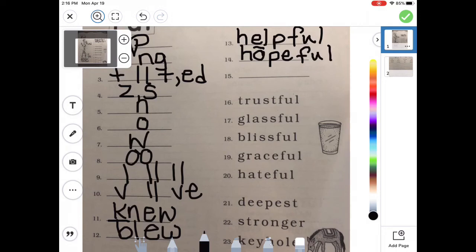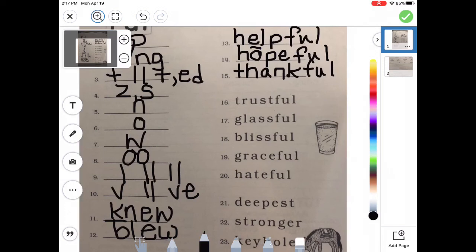Thankful, I've got T-H. Very good. Then A-N-K. And then full. F-U-L. Perfect. All right, let's go ahead and code some words.